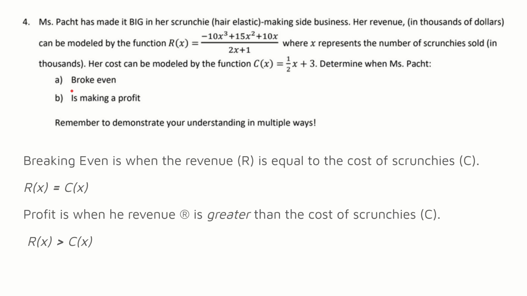Breaking even is when the revenue R is equal to the cost of scrunchies, so R at x has to equal C at x. Whereas profit is whenever the revenue is greater than the cost, so whenever R at x is greater than C at x. Now there's an inequality instead of an equal sign. We'll have to remember that.